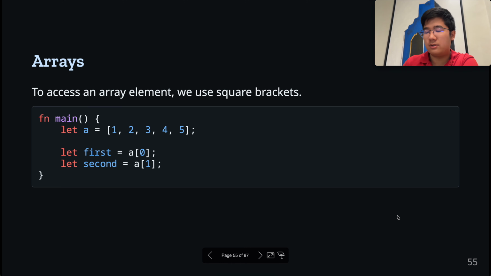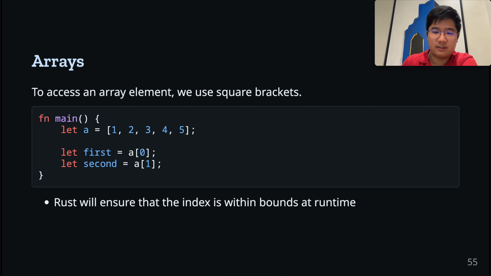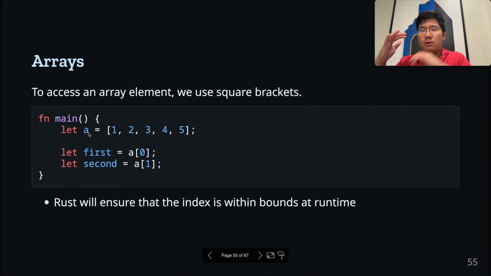To access an array element, we use square brackets. This is pretty typical. We use square brackets to index into it. Here we get first and second. And this is 0-indexed because we're not cavemen. So we have a of 0 is 1 and a of 1 is 2 here. Rust will ensure that the index is within bounds at runtime. So it will do a check to ensure that 0 and 1 are within the bound of 5. Again, in specific cases, the compiler can optimize that away, but we're not going to talk about that.